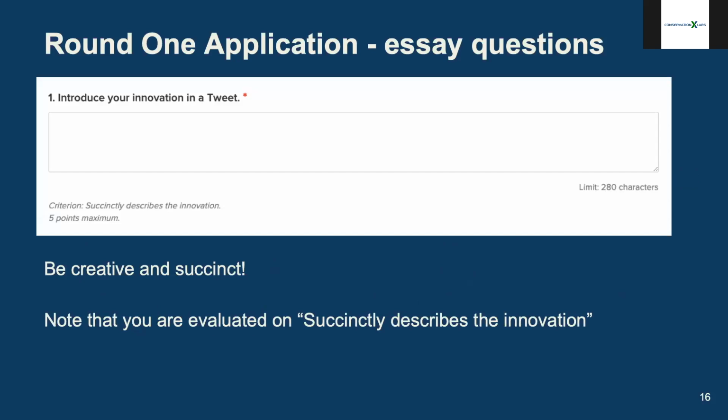So the first question here is to introduce your innovation in a tweet. And we just selected a tweet here because it is short, it's only 280 characters. It's a really succinct way of describing your innovation. And note that you're evaluated on your ability to succinctly describe the innovation.